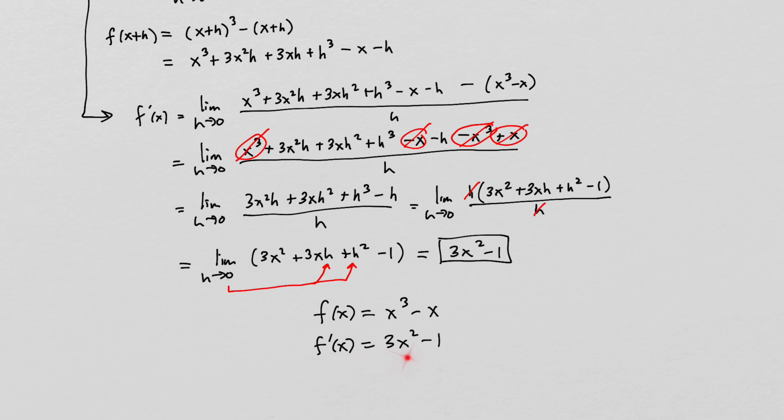And this derivative function is a function in its own right. Okay, so yes, it tells us information about the original function. It tells us instantaneous rate of change or slope of tangent lines, but it's also its own function.